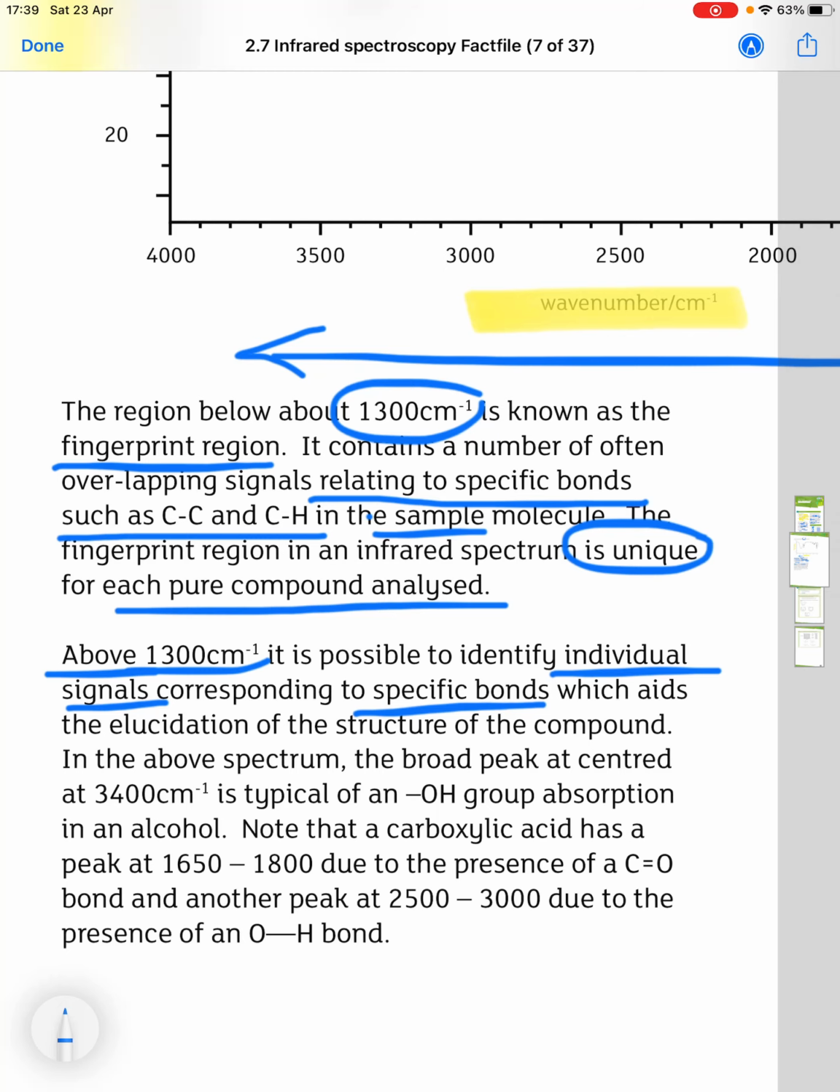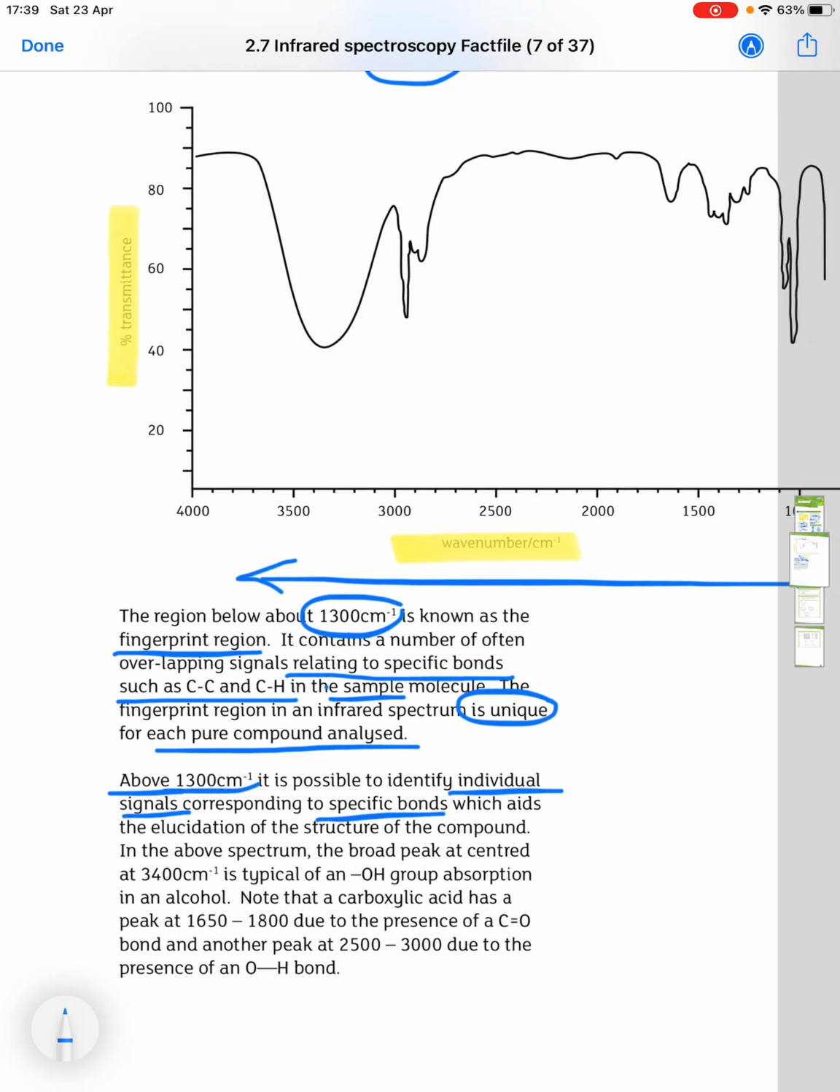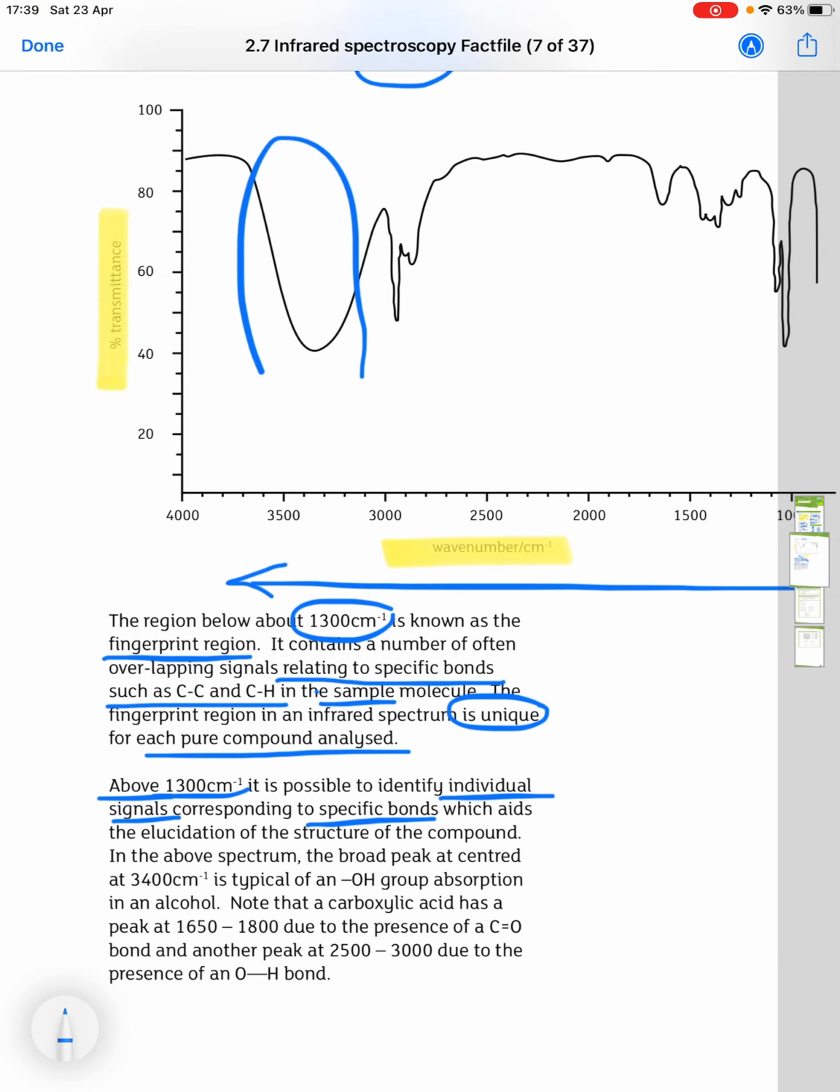of the compound. So in the above spectrum, the broad peak centred at 3400, which is this one, is typical of the OH group in an alcohol. And a carboxylic acid has a peak at 1650 to 1800 due to the presence of the carbonyl bond, and another at 2500 to 3000 due to the presence of the OH bond.